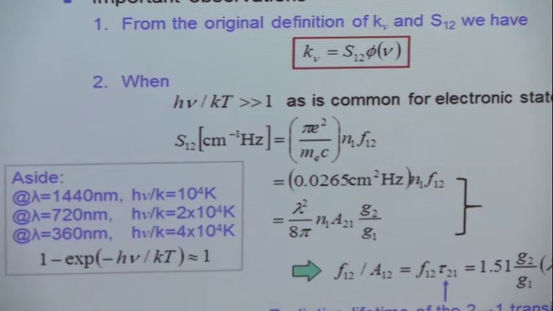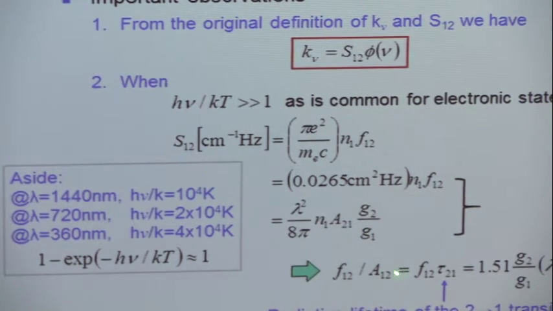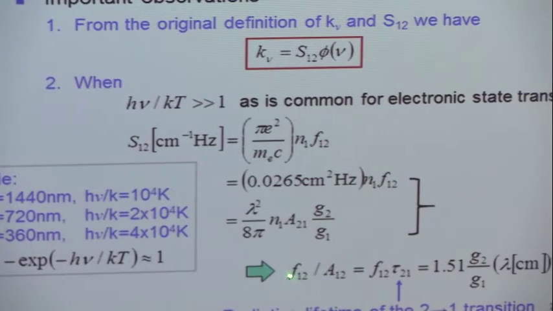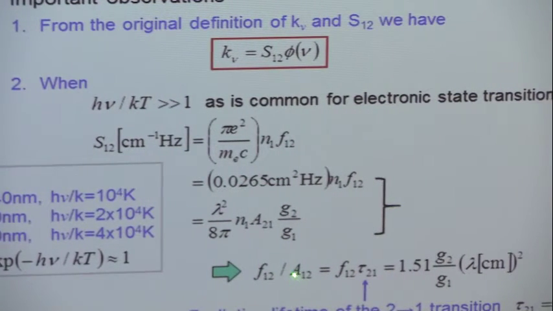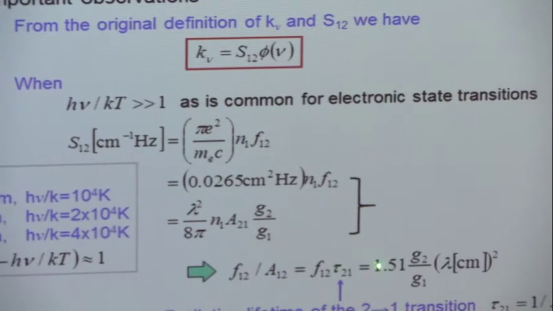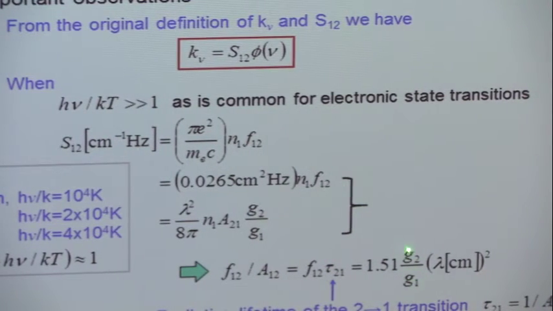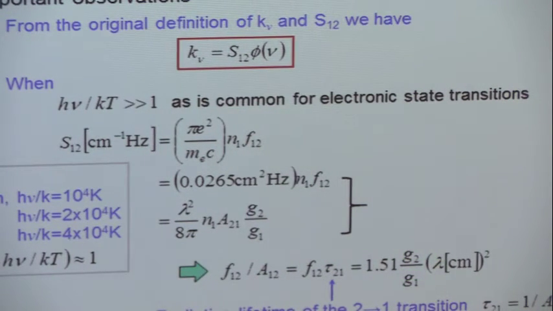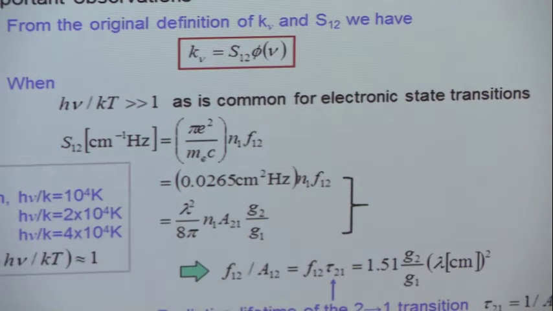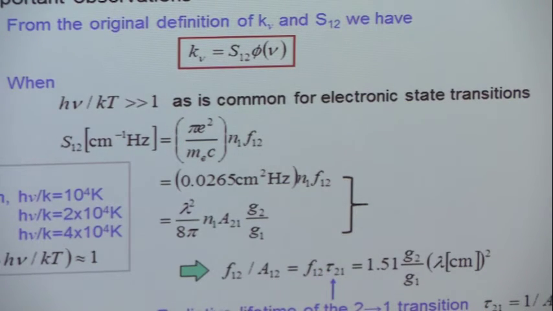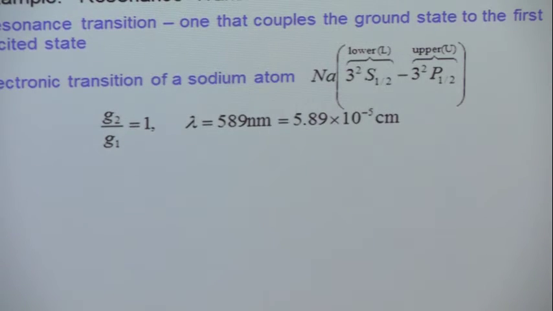There are some simplifying approximations here to relate F and A, just to give you a better feel for this. So this F over A, which is the same as F tau, is 1.5 times this degeneracy ratio, which is just a number, times lambda in centimeters squared. I'm doing all this because sometimes people will give you a tau, sometimes they'll give you an A, sometimes they'll give you an F. You just have to be able to go back and forth amongst these different systems.